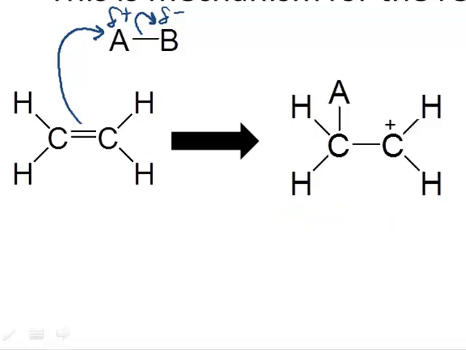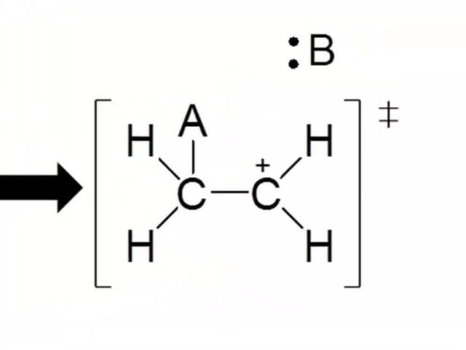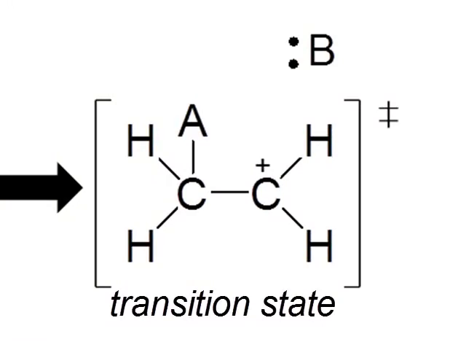In addition to the carbon-containing molecule, we also have whatever B was. B now has 2 electrons because the bond between A and B broke. This is a very unstable state. It's what we call a transition state. And we usually put it in brackets and use this little double dagger sign to indicate that it's simply a transition state. It would exist for mere microseconds in the real world.